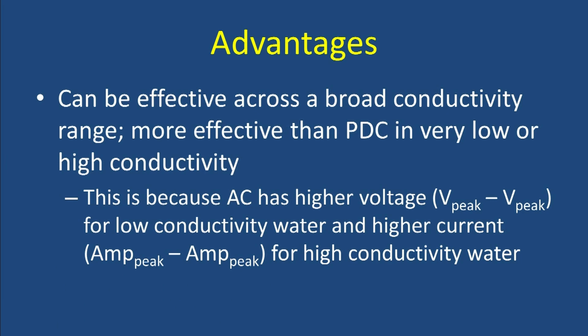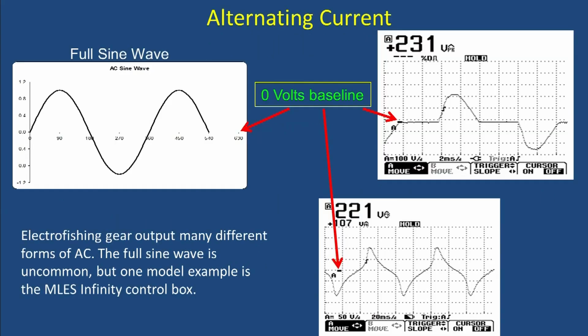It can be effective across a broad conductivity range, and it's more effective than pulse direct current in very low or very high conductivity. And this is because, as we just saw in that last graphic, AC has a higher voltage for low conductivity water, this peak to peak, and it also has a higher current, amp peak to amp peak, for high conductivity water. So it's got more voltage for low, more current for high, so for those conductivity extremes, AC is the choice.